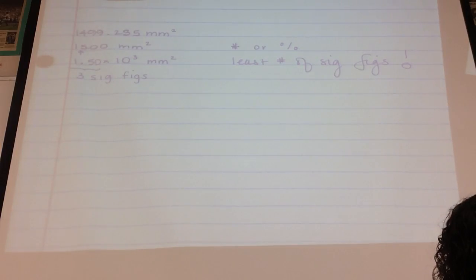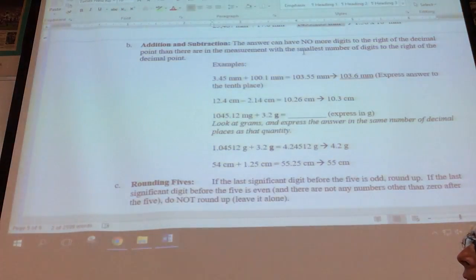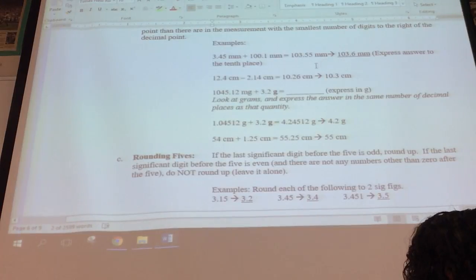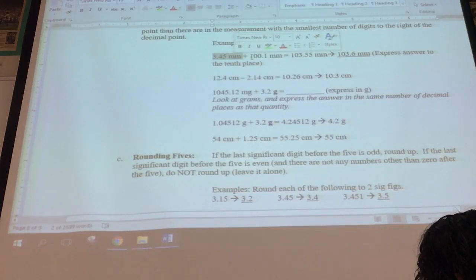With addition and subtraction, the rule is different. You're not looking at the least number of sig figs for addition and subtraction. What you're looking for in addition and subtraction is the least number of decimal places. The answer can have no more digits to the right of the decimal point than there are in the measurement with the smallest number of significant digits to the right of the decimal point. For example, 3.45 millimeters plus 100.1 millimeters.